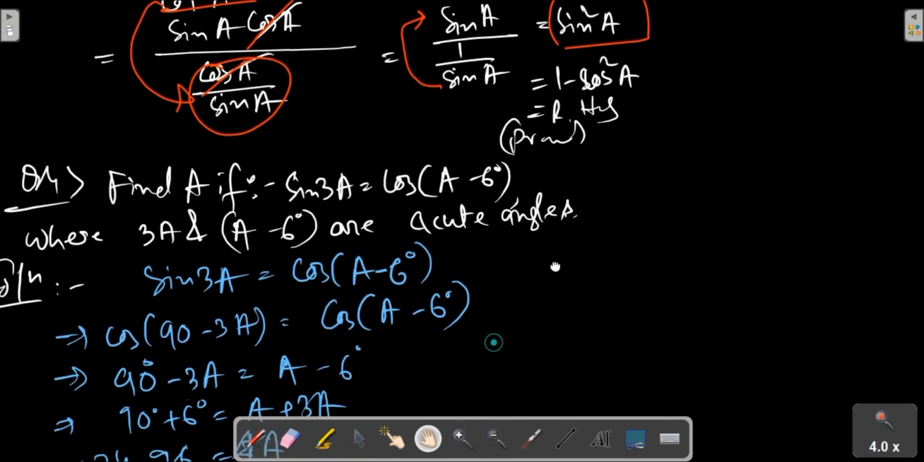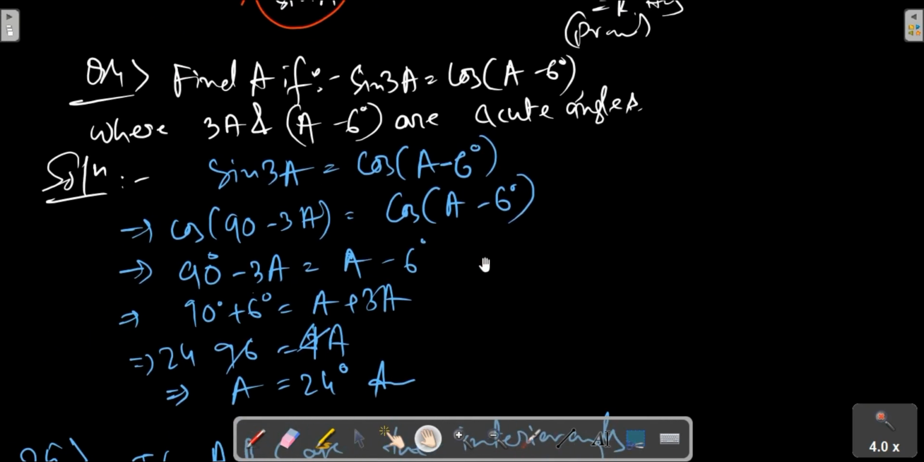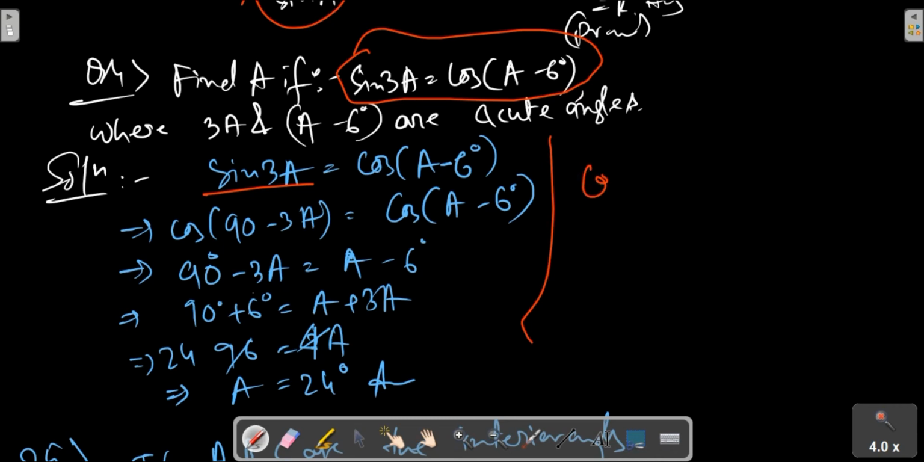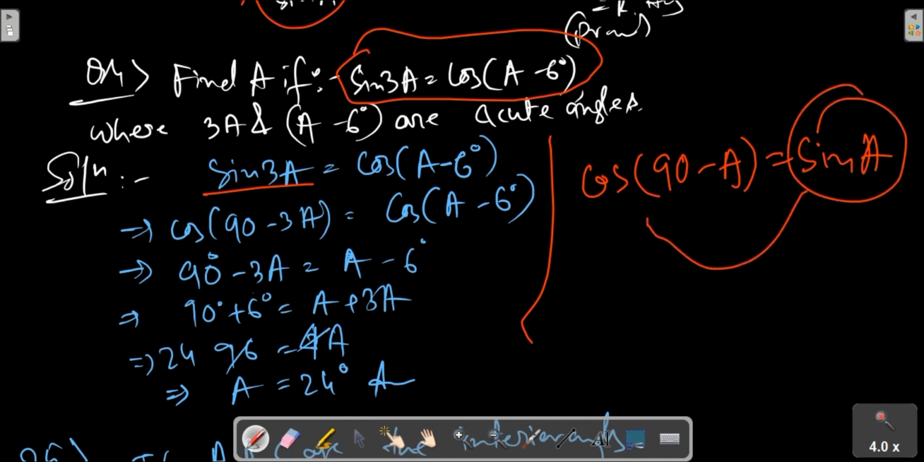Now moving to the next sum, that is question number 4. So here they have given us one equation, that sin 3a equals cos of a minus 6. Now what will I do? In the place of sin 3a, I have applied this formula. Like see, we have got this formula that cos of 90 minus a is equal to sin of a, right? So in the place of sin a, we can write cos of 90 minus a. So in the place of sin 3a, I can write cos of 90 minus 3a, because it was 3a, that's why here is also 3a.